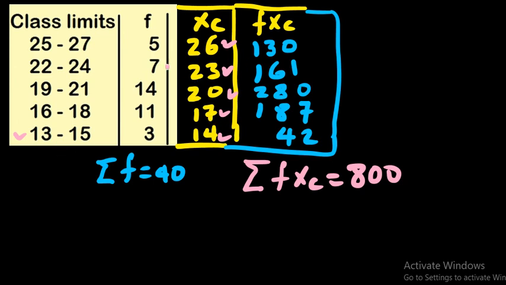Then each class mark is multiplied with the corresponding frequency: 5 times 26 and 7 times 23 and 14 multiplied by 20 and 11 multiplied by 17 and 3 times 14, and the results are written here as you see. Then the summation of the frequency is 40. You can add and check. The summation of the corresponding frequency multiplied with the class mark will be 800.